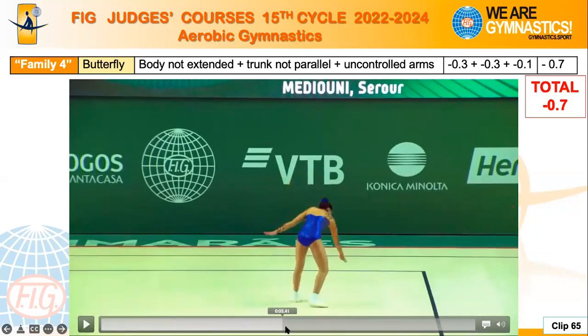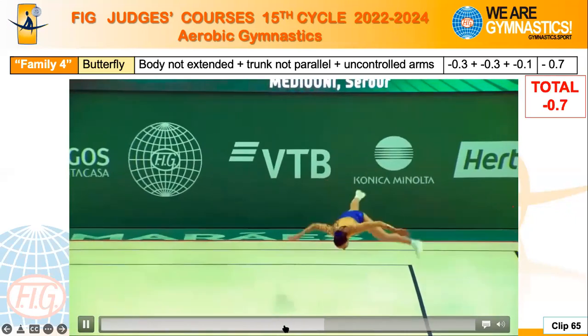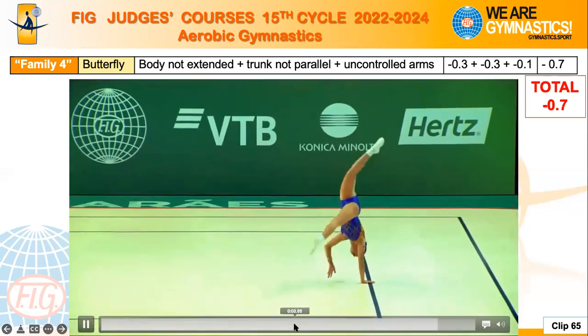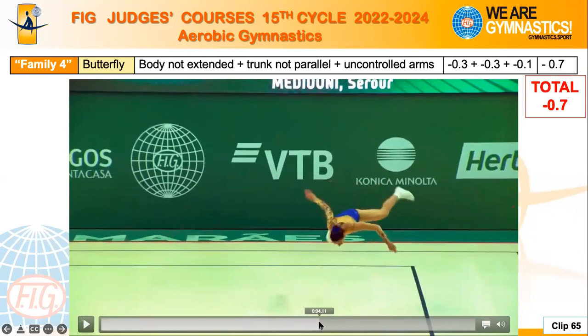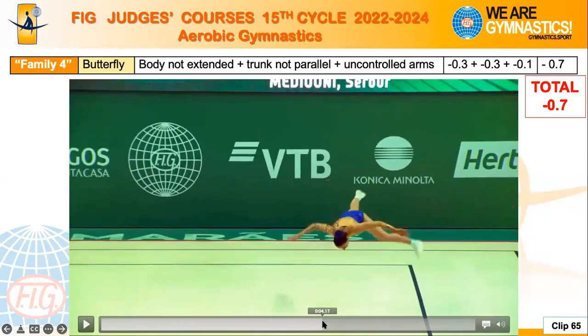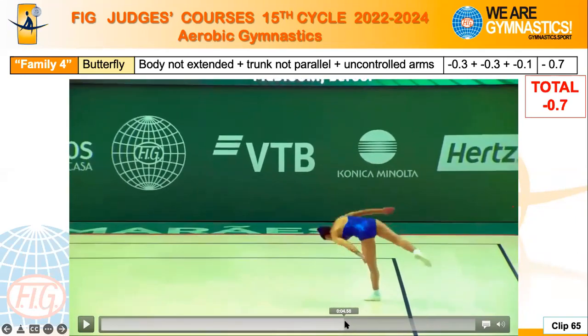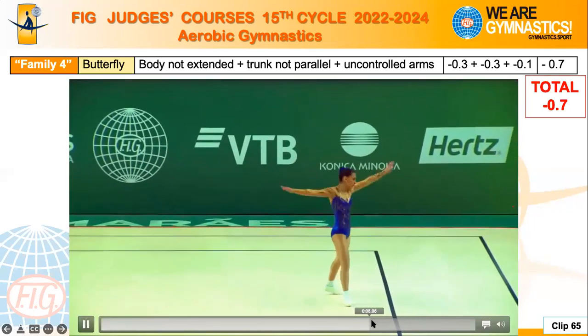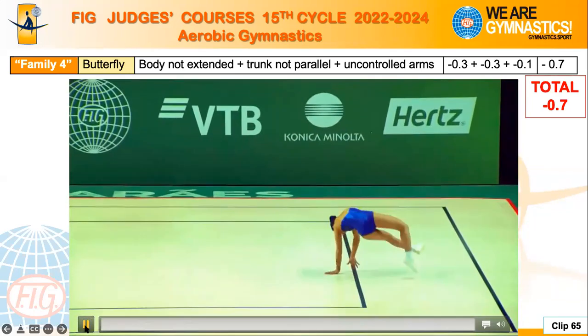She tried the half turn, and when she tries the half turn, it's her head and then everything, but the trunk is not parallel, and then uncontrolled arm during the element.